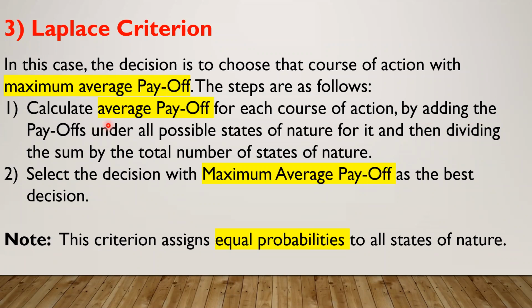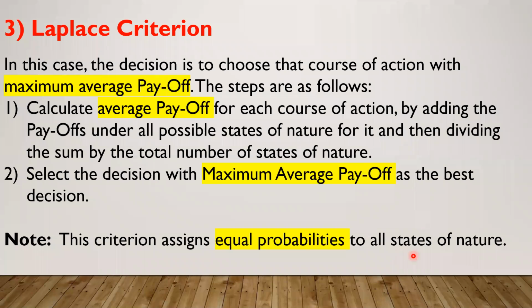By adding the payoffs under all the possible states of nature and then dividing that sum by the total number of states of nature. That is how you take the average. You add all the payoffs and divide by how many they are in number, right? And then in the next step, select the decision with maximum average payoff. Where the maximum average comes, that course of action is the best course of action. So this criterion assigns equal probabilities to all states of nature, that is why it takes the average.